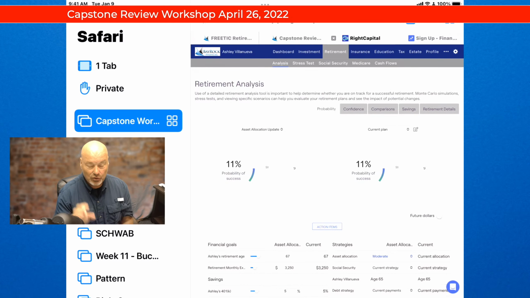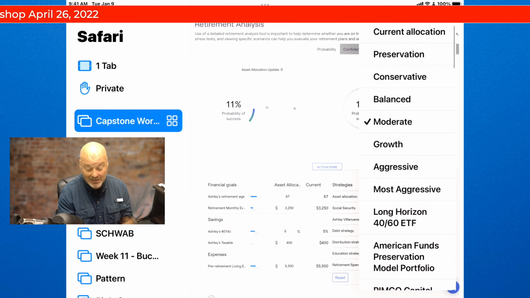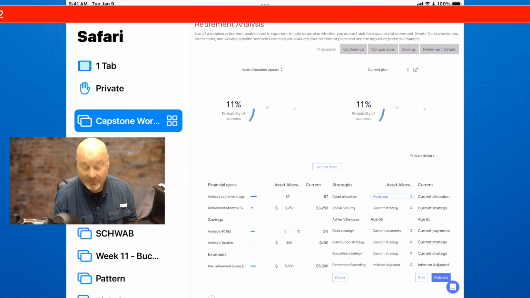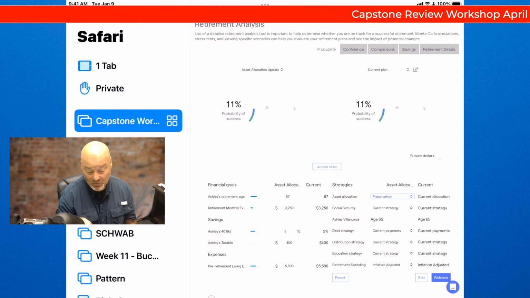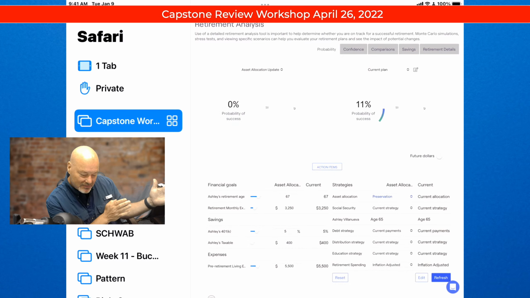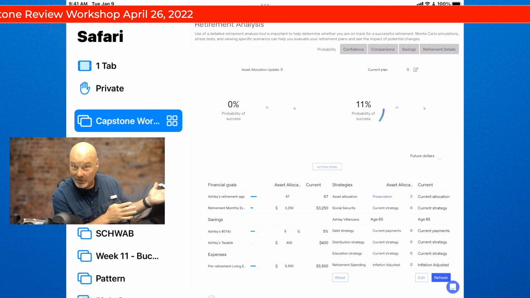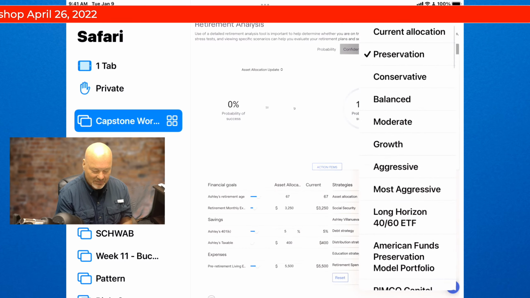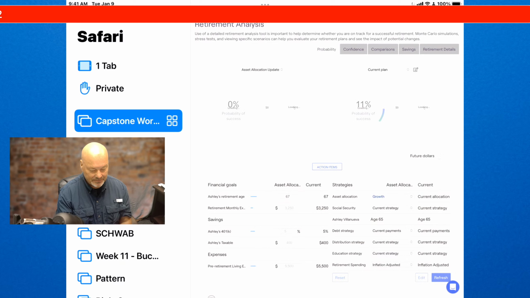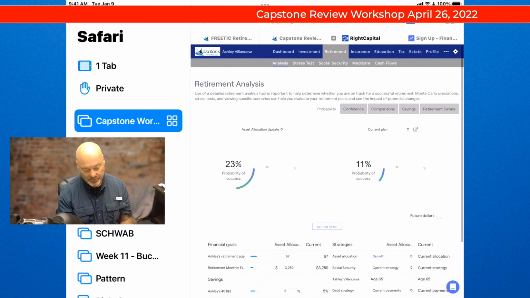And now you see that your current plan shows an 11% probability of success, and it doesn't really do anything if we click moderate, because that's what you have in your portfolio. Your current portfolio is moderate. So now let's see what happens if we change it to preservation. What do you think is going to happen to your probability of success on your proposed plan? It's going to go to 0 where it was before. So now let's see what happens if we go to growth and I hit refresh. I hit growth. That's all I've done so far. That changes your probability of success to 23%.